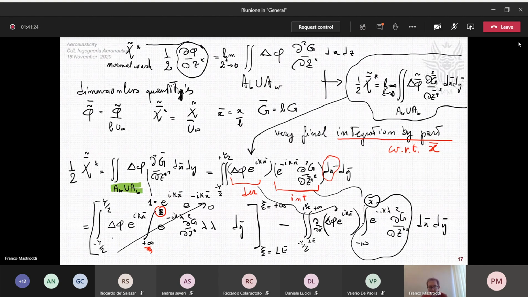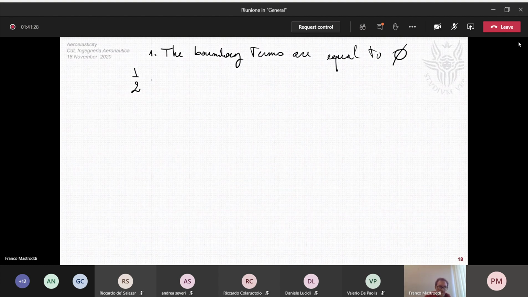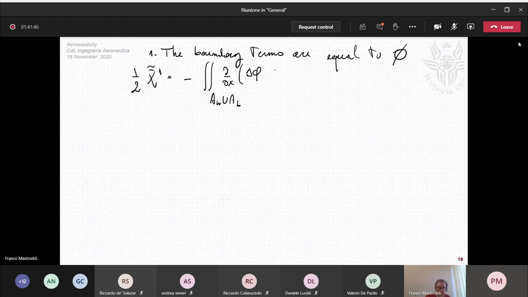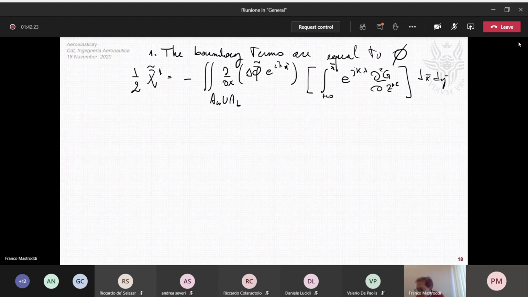Okay, so let me rewrite this part. 1/2 k star equal to minus the integral over wake and body of the derivative with respect to x of delta phi e to the power ikx, and this derivative is multiplied by this value, the integral from plus infinite of e to the power minus ik lambda, ik lambda second derivative of g with respect to zeta 2 times, and this quantity is integrated in dx d lambda. Okay, now almost finished.